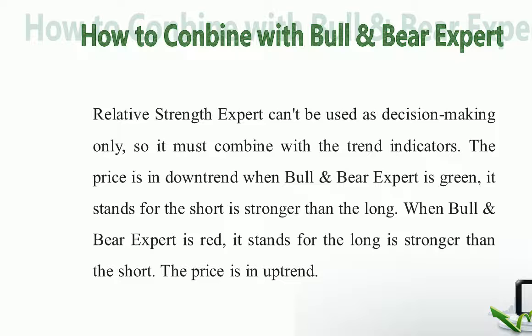So it must combine with the trend indicators. You can combine with the trend expert and the bull and bear expert because they all belong to trend indicators. So the price is in uptrend. When the bull and bear expert is green, it stands for the short is stronger than the long. When the bull and bear expert is red, it stands for the long is stronger than the short. The price is in the uptrend. Okay, so you should check the color.